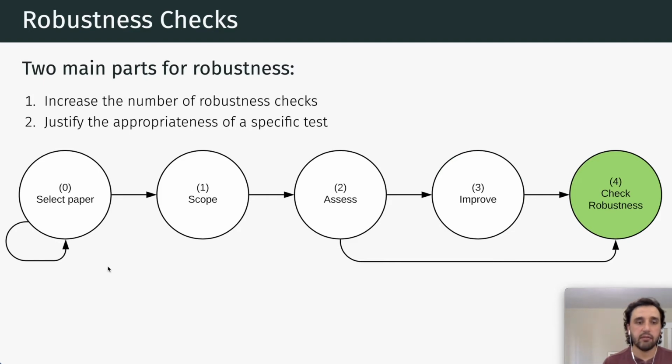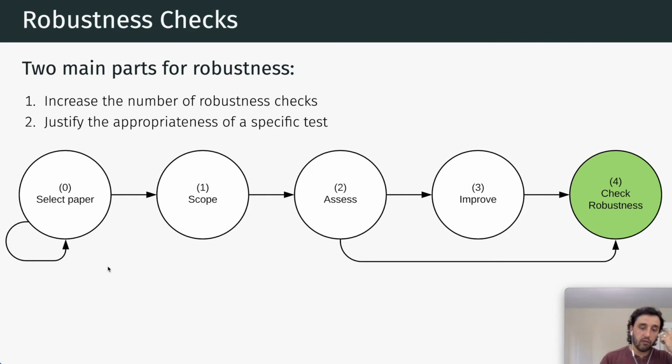And finally, when you have the machine running and you can get close to, or exactly, the same results as the original paper, then you can check the robustness of the results. Here we think of two types of robustness contributions.